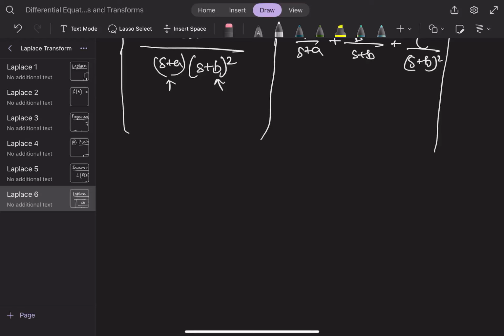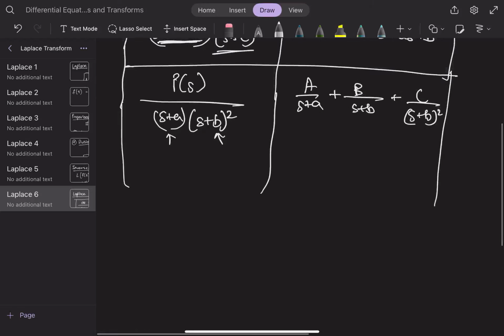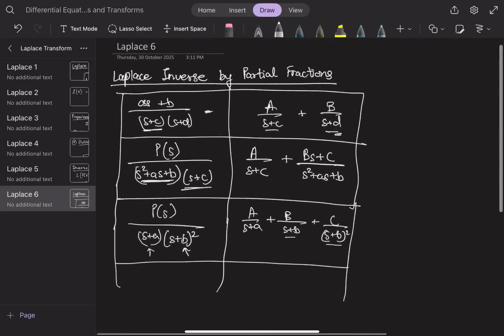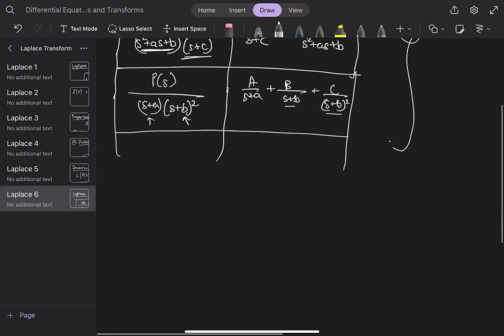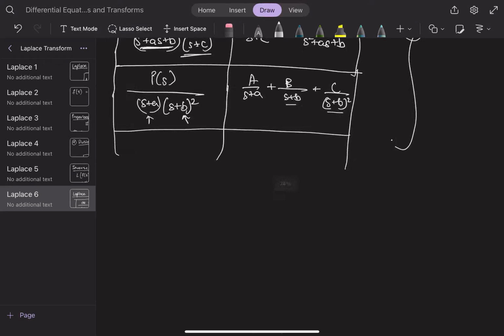If you have whole cube over here, you'll write b upon s plus b plus c upon s plus b whole square plus d upon s plus b whole cube, if there was a cube over here. Alright. So this is how the pattern goes. So this is basically what you have. Now whatever questions will come, it will be in the combination of these three only. So you guys will need a lot of practice to get the hang of this.